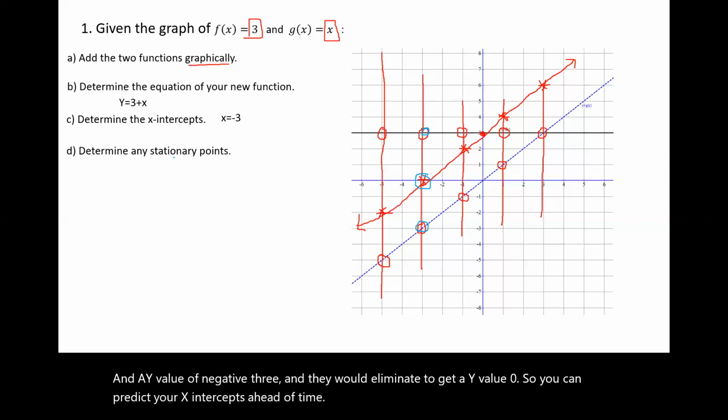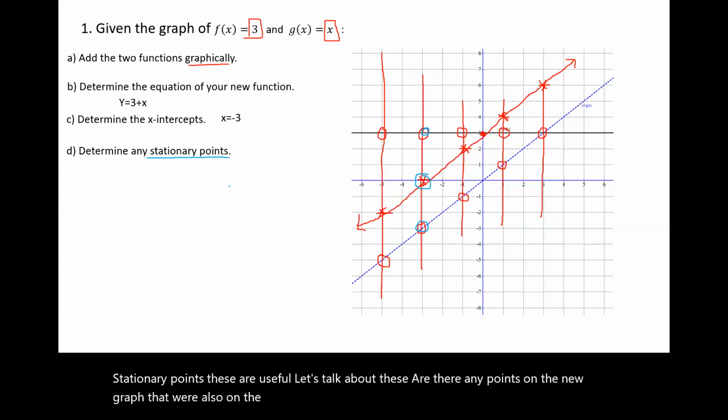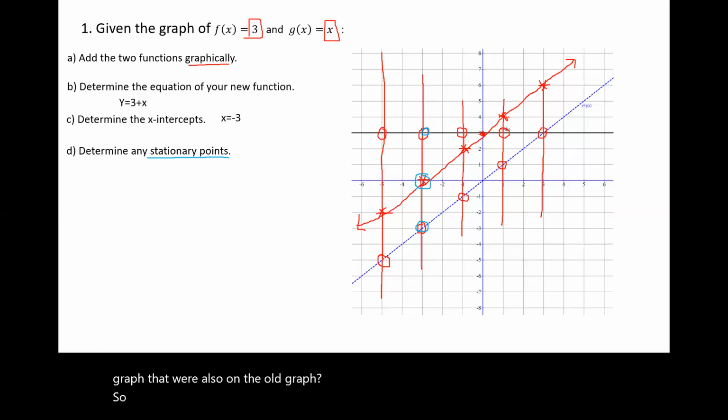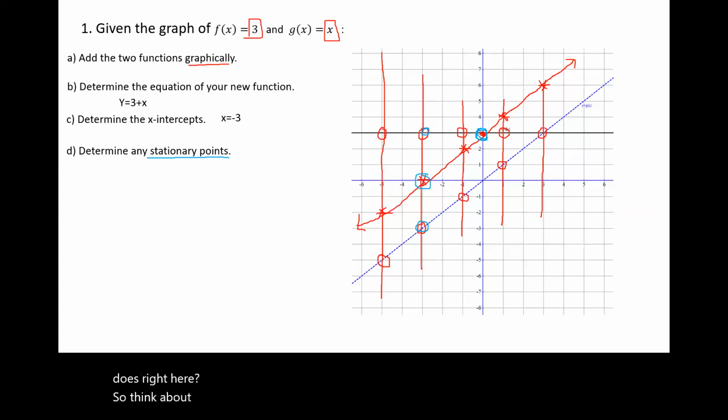Stationary points, these are useful. Let's talk about these. Are there any points on the new graph that were also on the old graph? So we're looking at this beautiful red line. Does it cross either of the original graphs? And it does right here. So think about, why did this point not move?